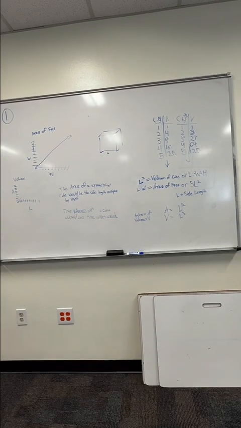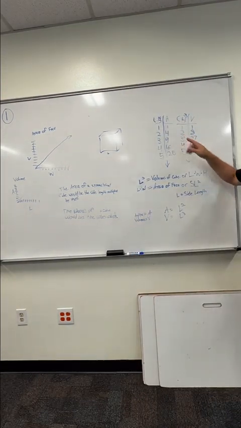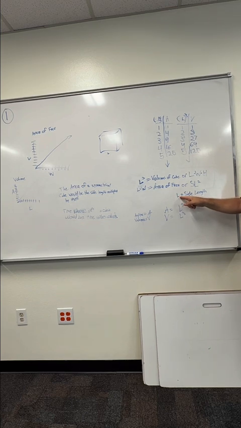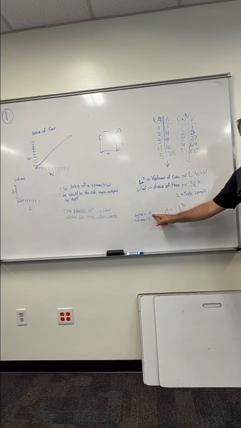Okay, so we're going to look at this. I see over here they've declared L is equal to their side length. So they've defined the variable. Area equals A, they've declared the variable there, and volume equals V.